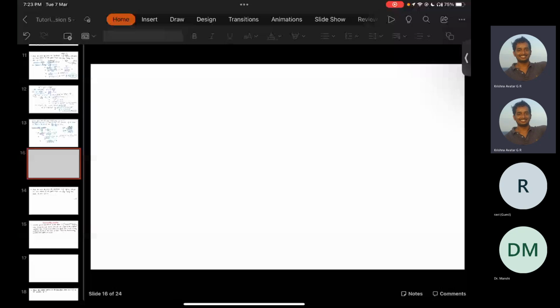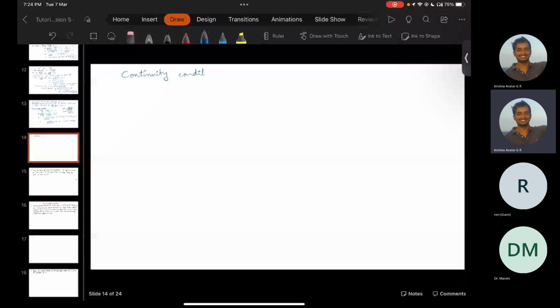So I'll just note it down here that there are two variables and one equation. So we need to use one more condition, which is not explicitly given, what we call the continuity condition, or also we can call it the point of intersection. It stands for the same thing.